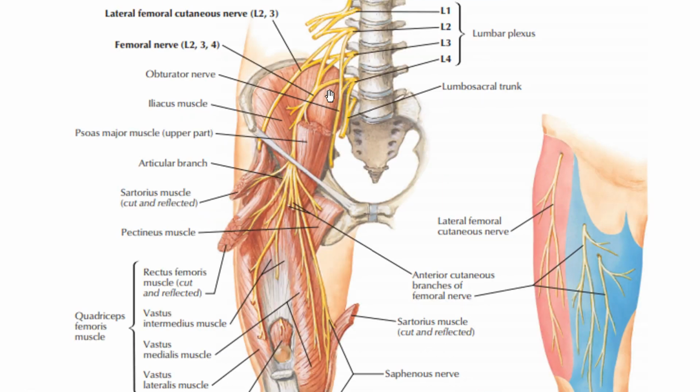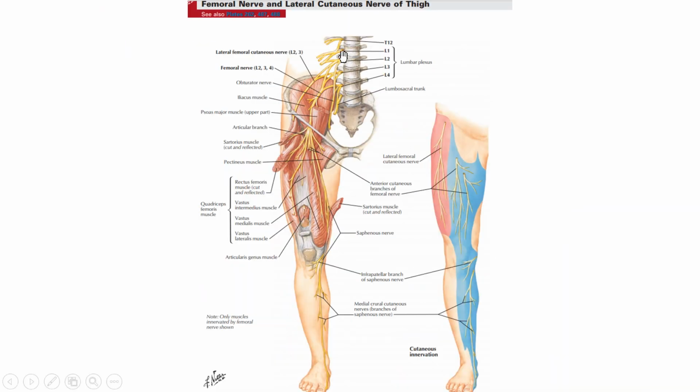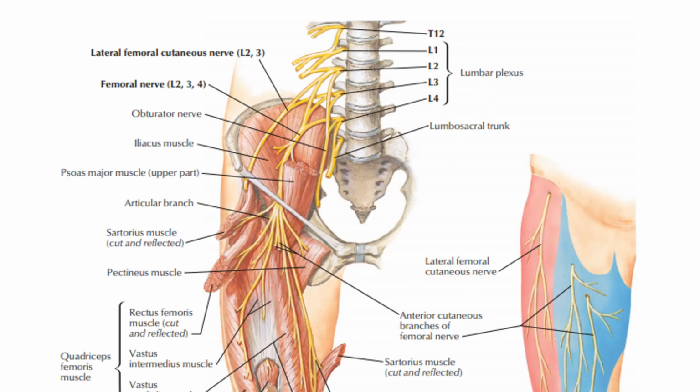Here we have the lumbar plexus. This is all lumbar plexus, and the lumbar plexus is formed by contributions of the T12 spinal nerve, which is the subcostal nerve, then the L1 spinal nerve, L2 spinal nerve, L3 and L4. This network is called the lumbar plexus.